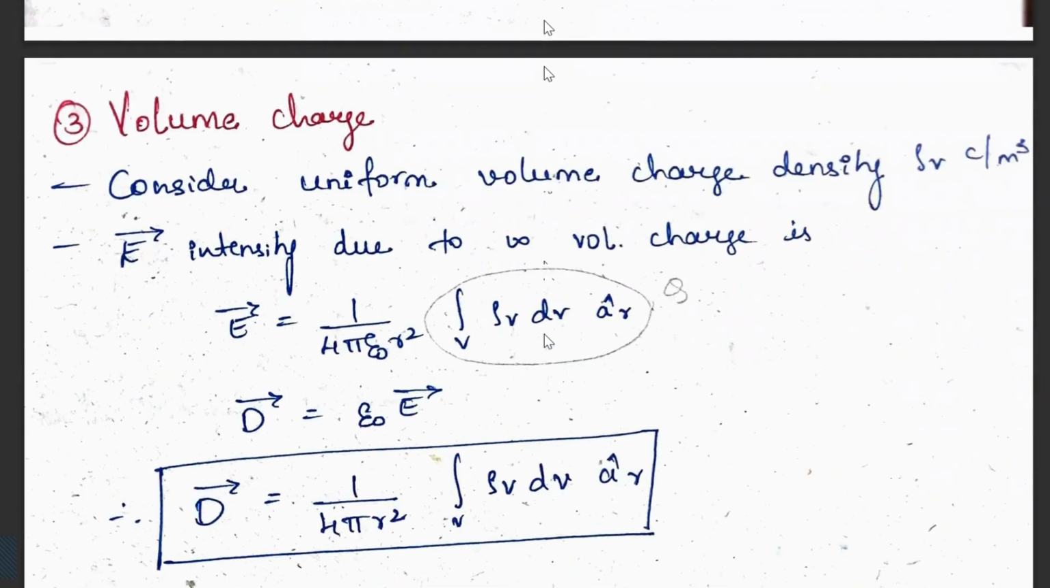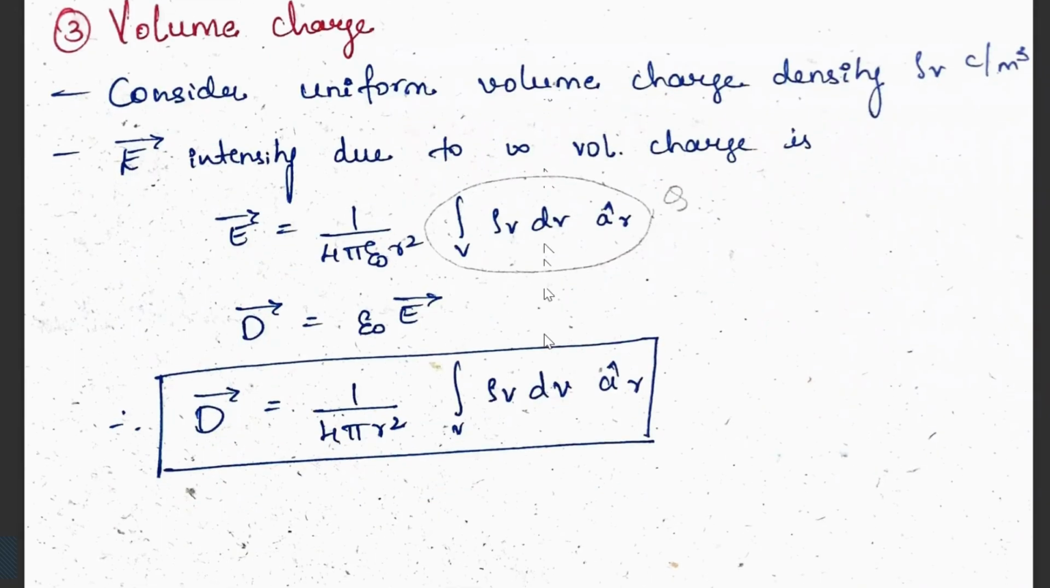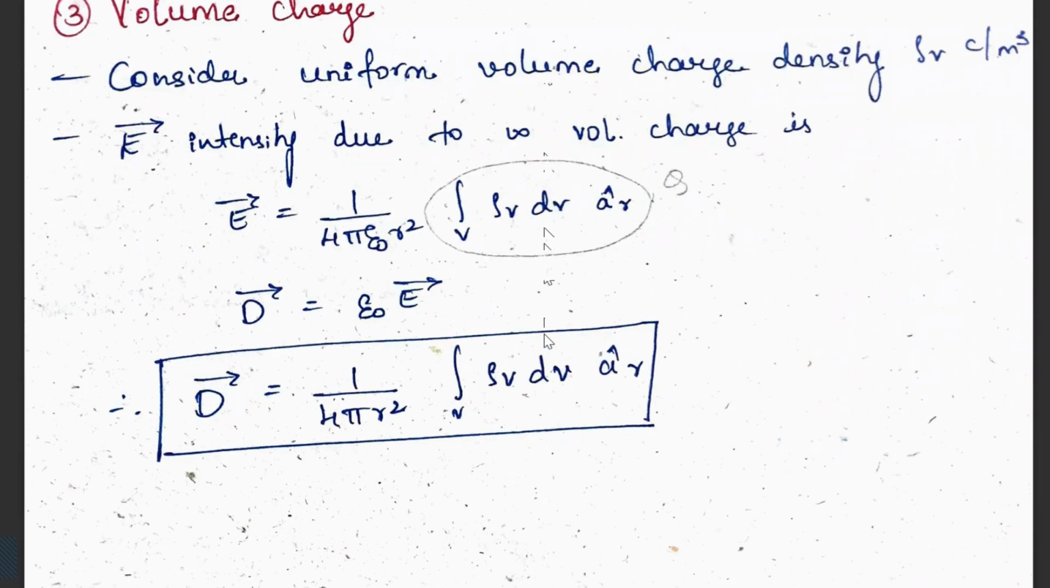Volume charge: consider a uniform volume charge density rho v, in coulomb per meter cube. The electric field intensity due to the volume charge will be 1 by 4 pi epsilon naught r square into the integration of rho v dv into a_r cap. So the D vector is equal to epsilon naught into the E vector. Substituting the E vector, you get the D vector as 1 by 4 pi r square times the volume integral of rho v into dv into a_r cap.